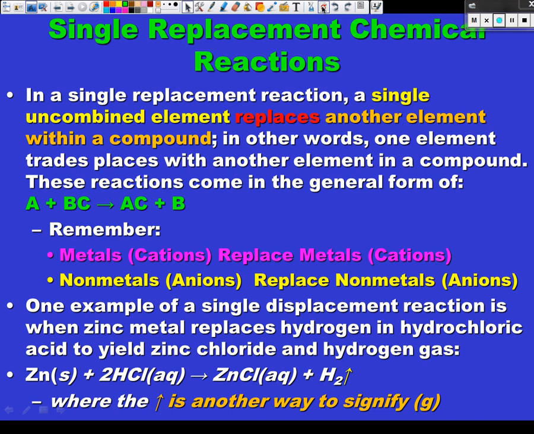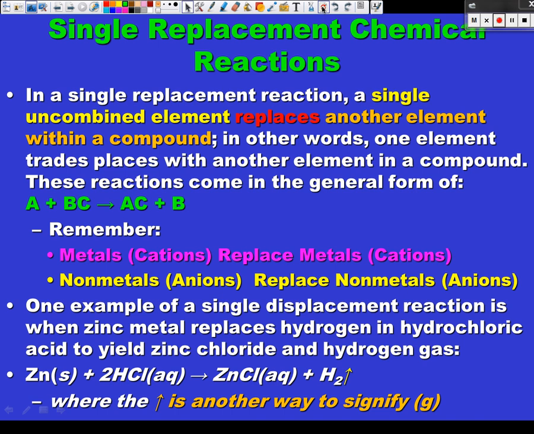One example of single displacement. I need to go ahead and tell you that if you see displacement and replacement, does that mean the same thing? Yes. To displace something is to move it, or remove it. Replace is to take the place of. Same exact thing. Okay? Is when zinc metal replaces hydrogen in hydrochloric acid to yield zinc chloride and hydrogen gas.